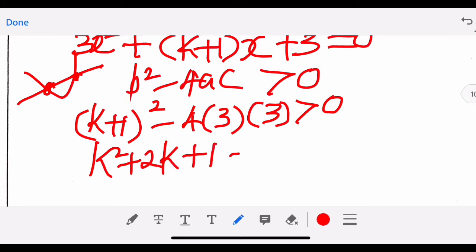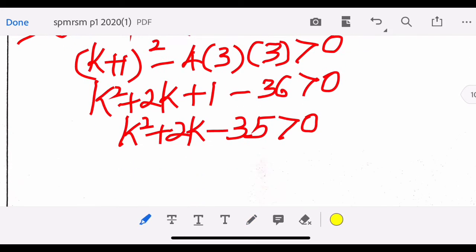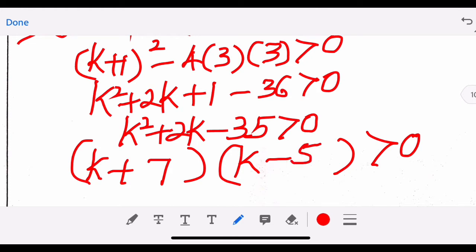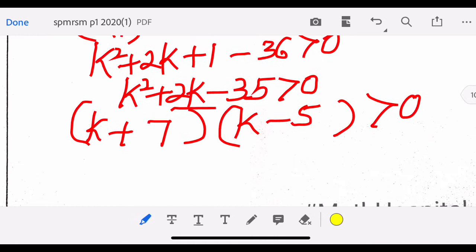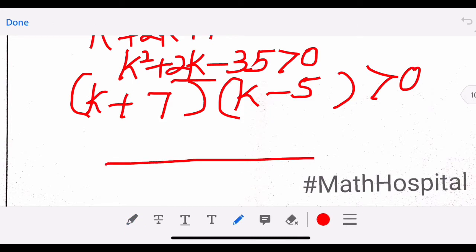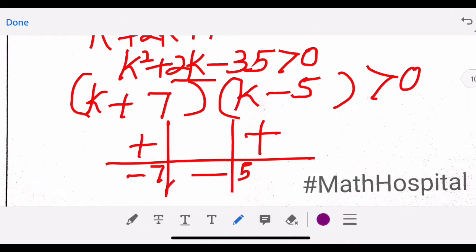k squared plus 2k plus 1 minus 36 more than 0. So k squared plus 2k minus 35 more than 0. So we need to solve the inequality by using a number line, right? Minus 5 plus 7 is positive 2, and when you multiply you get negative 35. So now let's draw the number line, negative 7 and 5, positive to the right, negative to the left. Then we will sketch, because this is more than, it means positive.